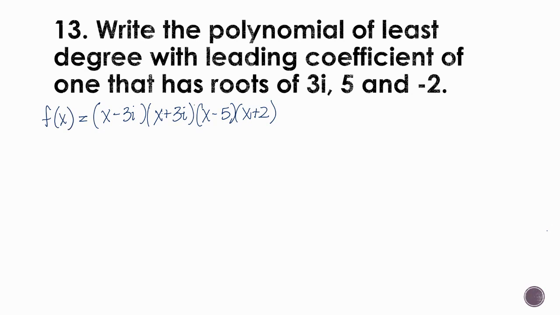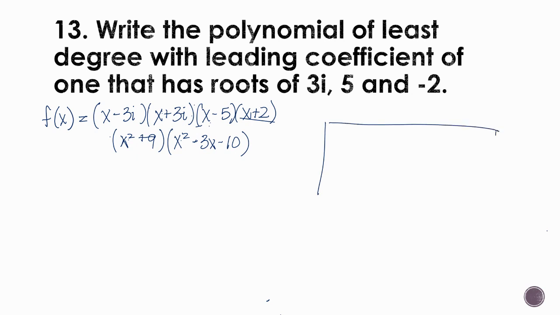I'm going to multiply these first two, and I get x squared plus 9. I hope you've got that shortcut down of how to multiply the complex roots where you don't have to actually multiply it out. It makes life a lot easier if you can do it mentally, okay? Same with this one. You can use the box to multiply x minus 5 times x plus 2. You should get x squared minus 3x minus 10. Now I'm going to multiply these two together.